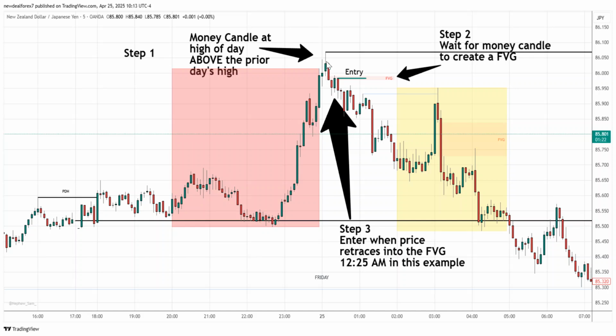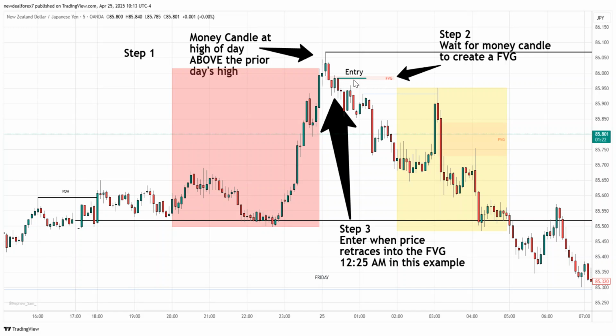Step two, we look for the break of the money candle and then a fair value gap. It is created right here. It's that little gap of space. That's candle one, candle two, candle three. That's the gap. All the gap is going to do is give us a trading zone. Sometimes it happens very fast, but the confirmation is that the gap should hold.